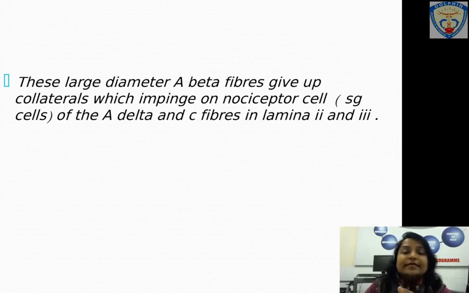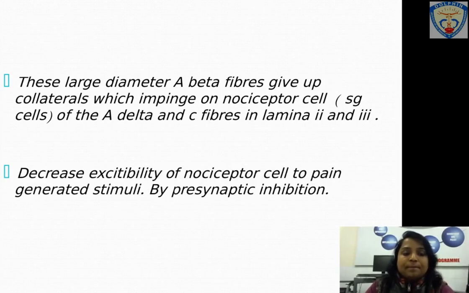We have already discussed that we have two kinds of pain carrying fibers. They are C fibers and A delta fibers. So A beta fibers are inhibiting the A delta fibers and C fibers. This decreases the excitability of the nociceptor cell to pain generated stimuli by presynaptic inhibition.